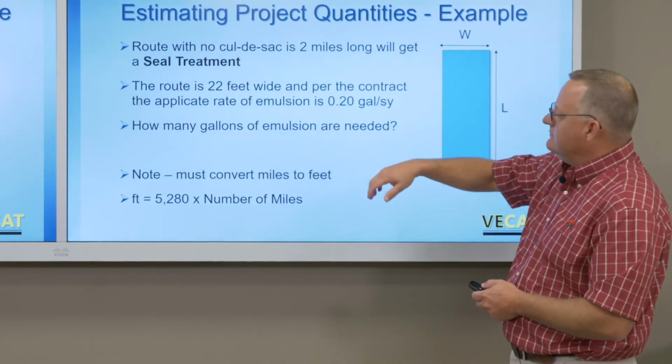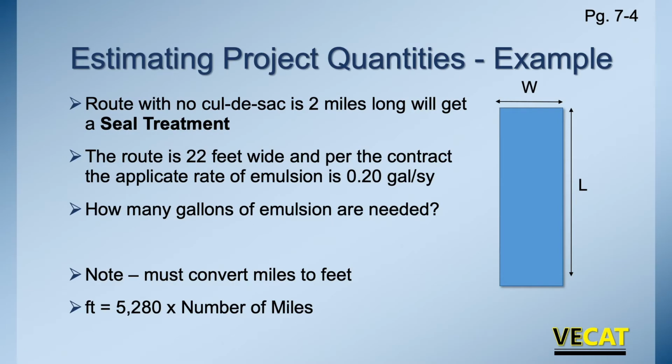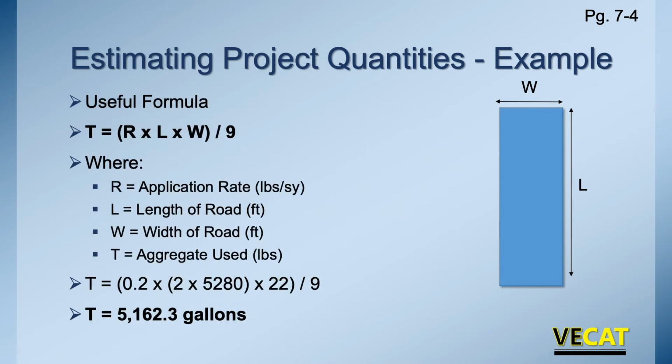Do it again. A little bit different, but now we're calculating how much emulsion we need. So we know that it's 2 miles long, a seal treatment, it's 22 feet wide. The emulsion calls for 0.2 gallons. Again, we've got to make our conversion. So convert 2 miles over to 10,560 feet. Plug everything in, so R is 0.2.